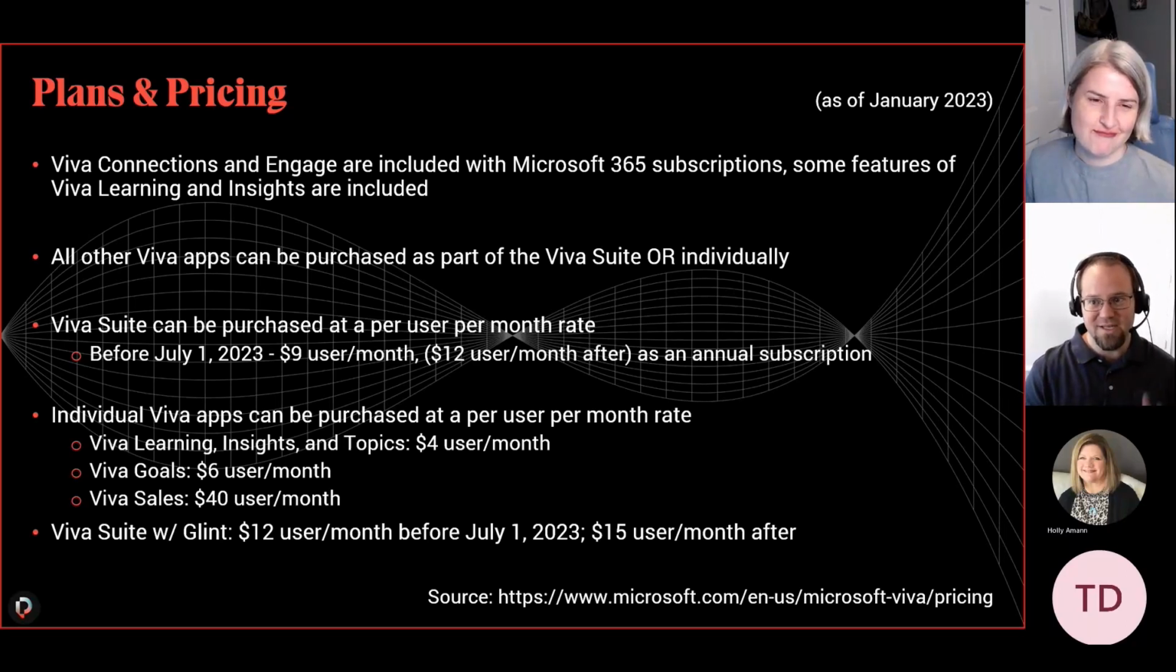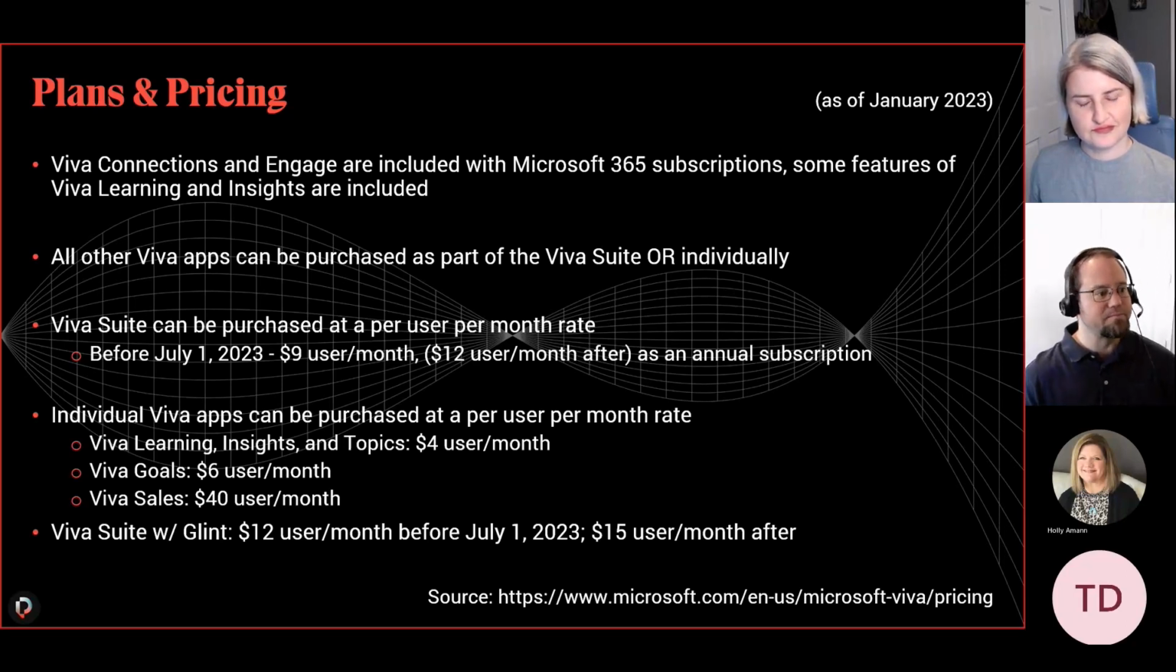But again, Viva Connections and Engage are included. All the other Viva apps can be purchased as part of the suite, or you can get them individually. Before July 1st of 2023, it looks like they are offering a discount of $9 per user per month. Normally that would be $12 a month per user, and that is billed as an annual subscription.